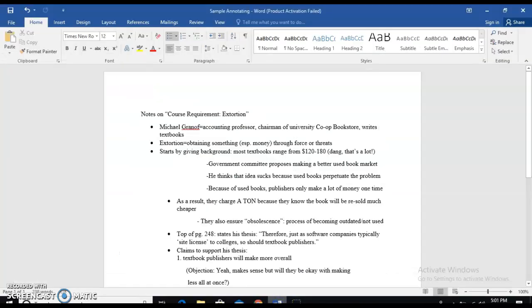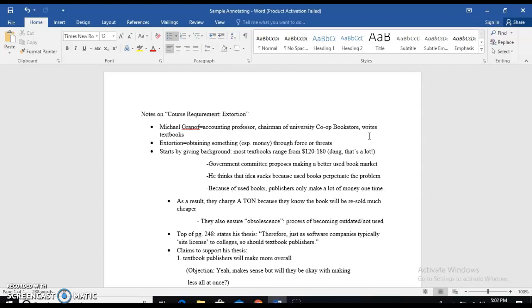What it tells us in the biography is that he is an accounting professor, and he is the chairman of this university co-op bookstore, and he writes textbooks for a living. Well, if you read this essay, it's about the high cost of college textbooks, which, again, you guys can probably relate to, or if not yet, you will. And he's saying that that's a really big problem, and he wants to find a solution to it.